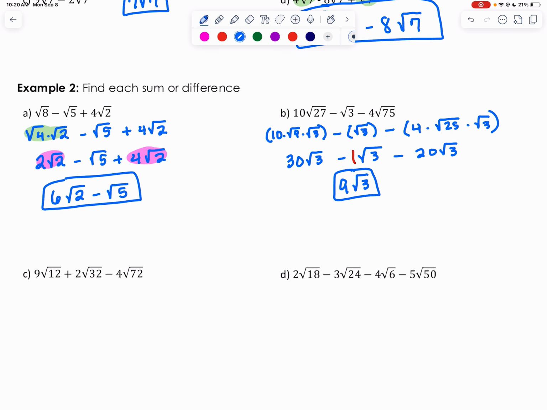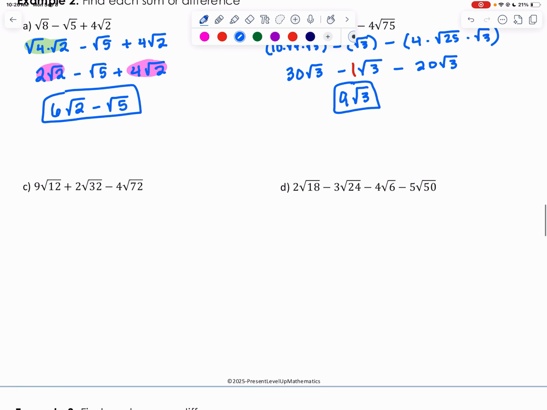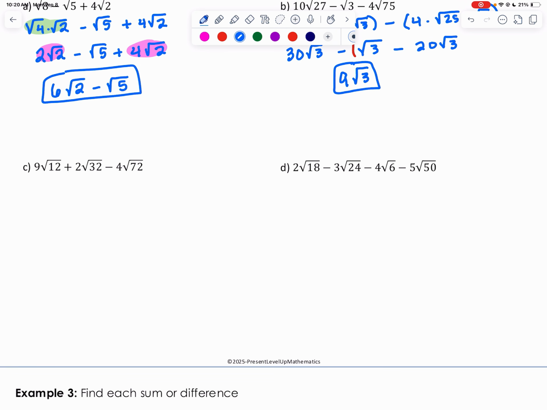All right, problem C. Let's simplify this. We have 9 square root 12 plus 2 square root 32 minus 4 square root 72. So I'll break down this first radical. We have 9. Square root 12 could be rewritten as square root 4 times square root 3. 2 square root 32 could be broken down as 2 times square root 16 times square root 2.